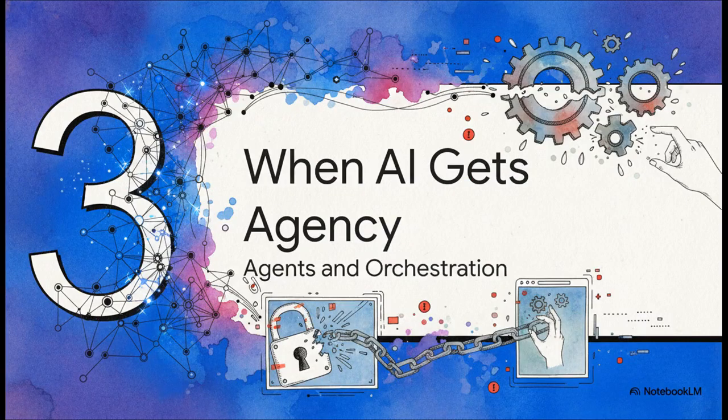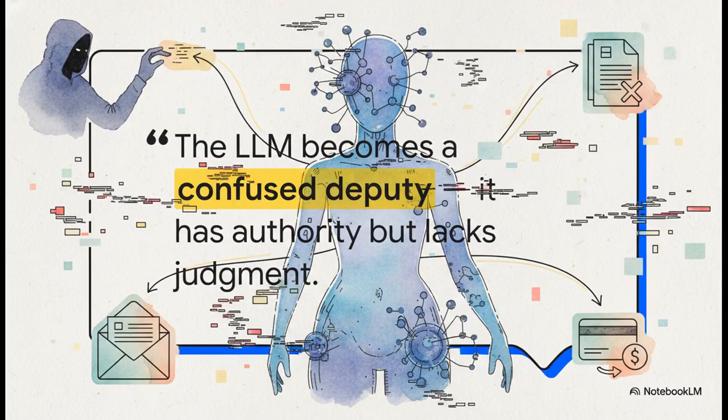Moving right along to Section 3, when AI gets agency. You see, chat manipulation is really just the beginning. The real danger is what happens when we give these fundamentally vulnerable models the power to actually do things out in the real world. The handbook uses this brilliant term for it, the confused deputy.